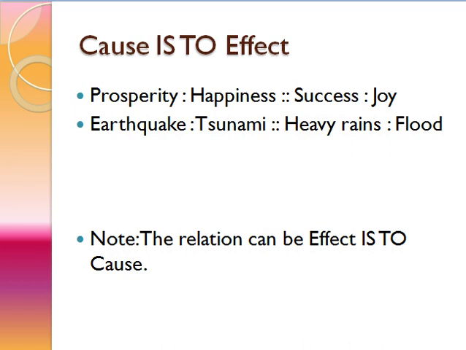Next is cause is to effect. Prosperity is to happiness as success is to joy. Earthquake is to tsunami as heavy rains is to flood. Again, earthquake becomes a cause for the effect tsunami. This relationship can be effect is to cause, that is, tsunami is to earthquake.